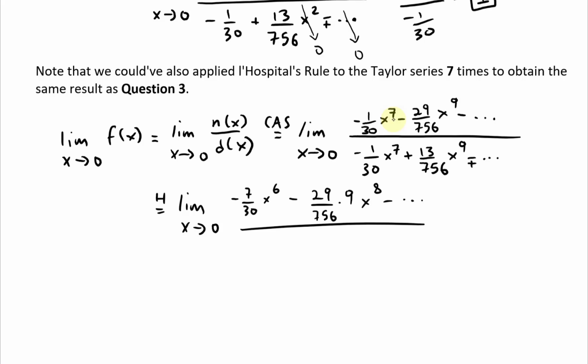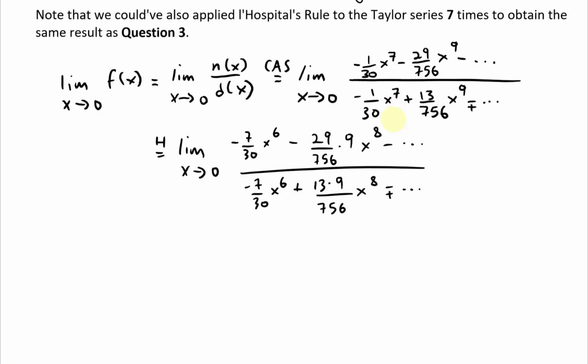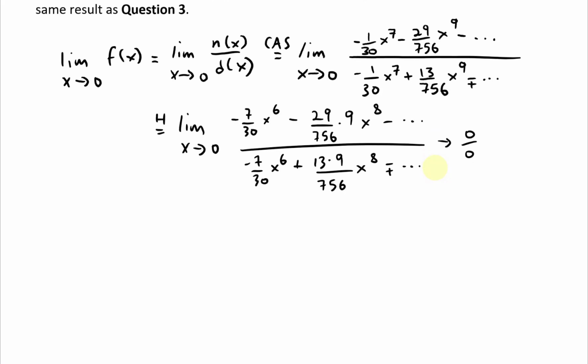Okay, so now the 7 goes down, so negative 7 over 30, and then x to the 6, plus 13 times 9, the same thing as before, 756, and then x to the 8, minus plus dot dot dot. Then do this 6 more times, because remember, when you plug in 0, these all go to 0 over 0, so again it goes to 0 over 0, so we do this 6 more times.